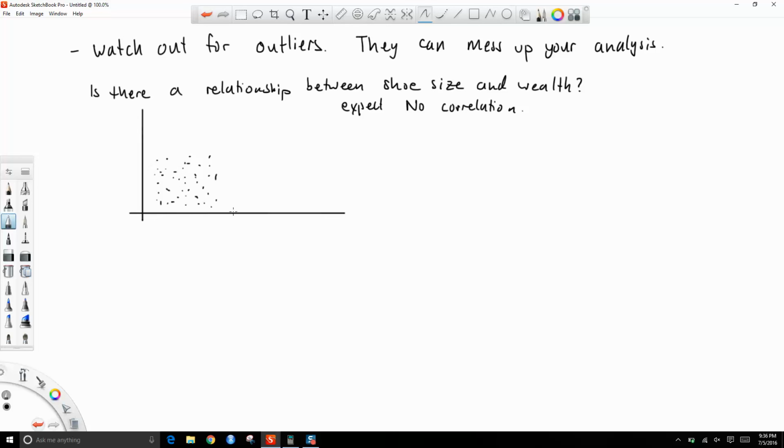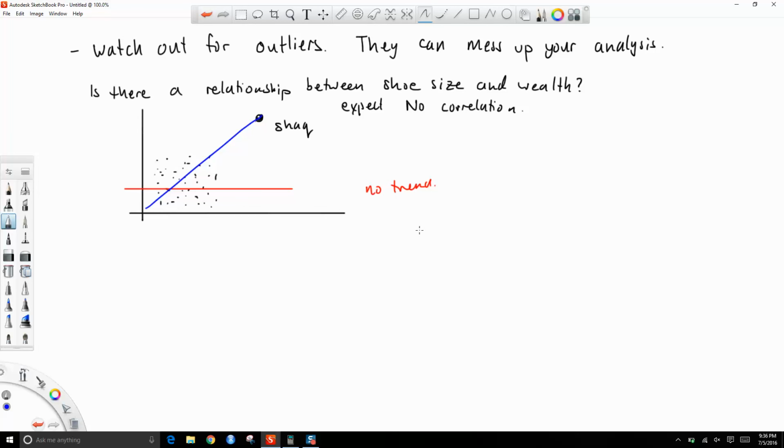Let's say somehow in your data set, Shaquille O'Neal ended up in your data set. So Shaq would have very big feet, and he's also very wealthy, right? So without Shaquille O'Neal, we would see basically no trend. Now we're going to throw in Shaq, and he's going to be out here. And then what's going to happen? Suddenly we're going to see some kind of trend like this, and our analysis will say, oh, bigger feet, more wealth.